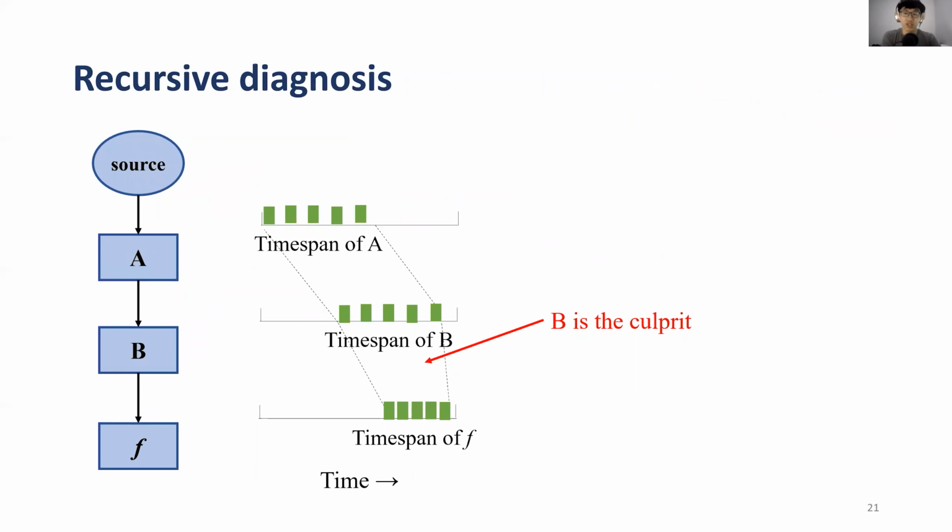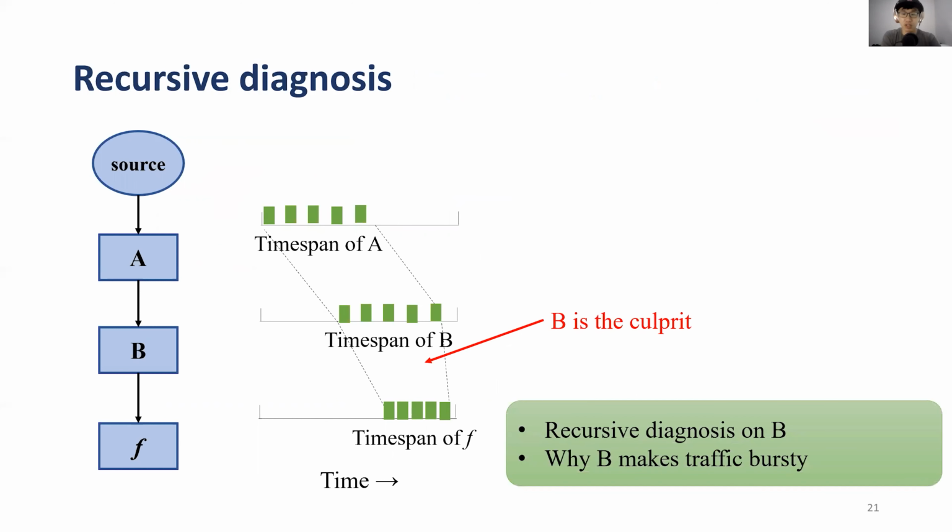Here is the third challenge. Assume that in time span analysis, we find that B makes the traffic bursty, and we know that B is the culprit. However, the diagnosis does not end here because we still need to understand why B makes the traffic bursty. Microscope needs to perform recursive diagnosis on NF B to understand it, which means that we treat B as a victim and perform local diagnosis on B recursively.